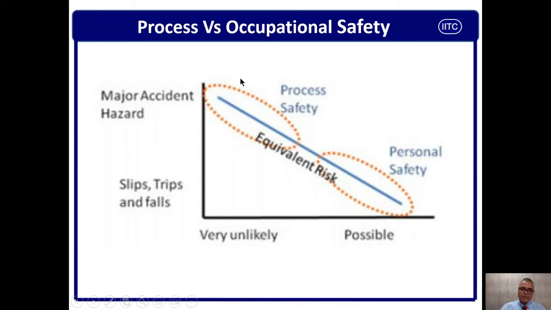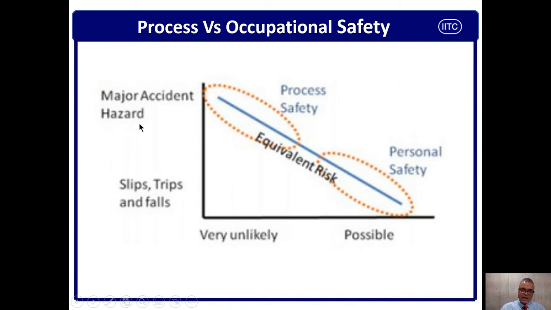Now we are talking about process safety. If you see here, process safety is very unlikely in terms of the frequency, in terms of the likelihood, but the severity is MAH, major accident hazard.